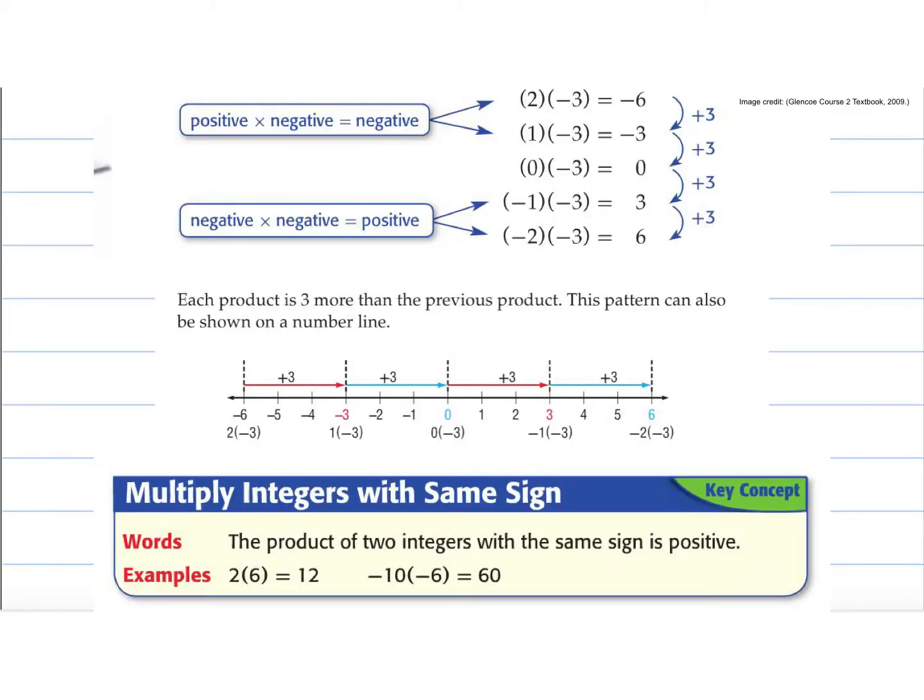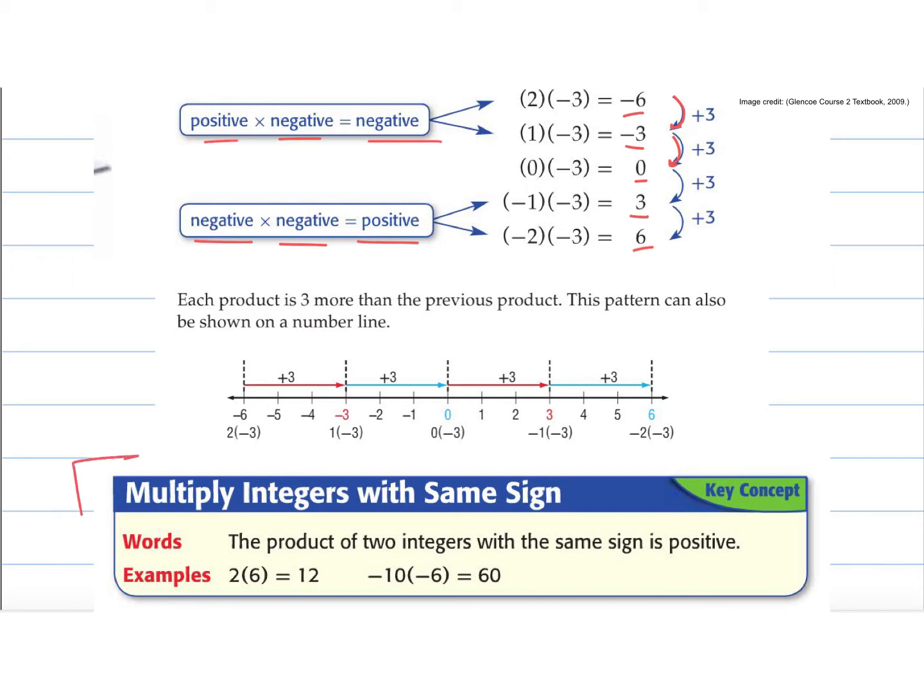Okay, so now we are looking at multiplying integers with the same sign. So think about this. We were just talking about a positive times a negative equals a negative, showing this here: 2 times -3, 1 times -3, 0 times -3. If we look at the answers, -6, -3, 0, each time we are adding 3 to it. If we were to continue with that pattern, the next one would be +3 and then +6. So what that means is that if we have a negative number and we're multiplying it by another negative, our answer is going to be positive.